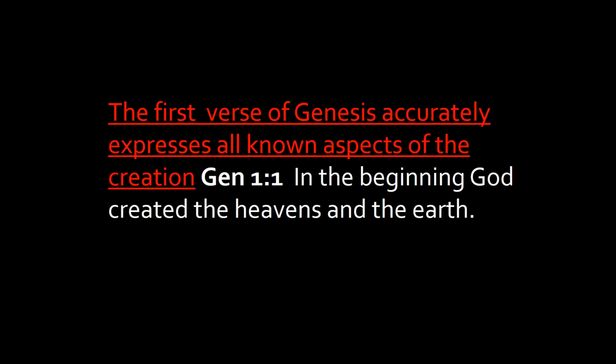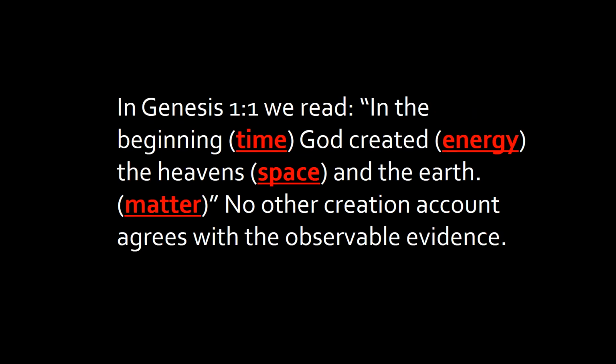The first verse of Genesis accurately expresses all known aspects of the creation. Genesis 1:1 reads, "In the beginning, God created the heavens and the earth." In Genesis 1:1 we read, "In the beginning," which is time, "God created," which is energy, "the heavens," which is space, and the earth, which is matter. No other creation account agrees with the observable evidence.